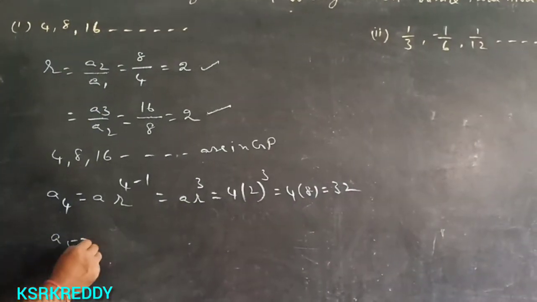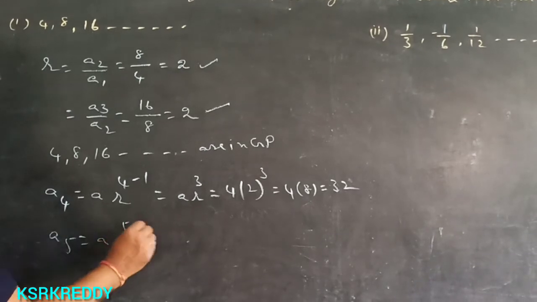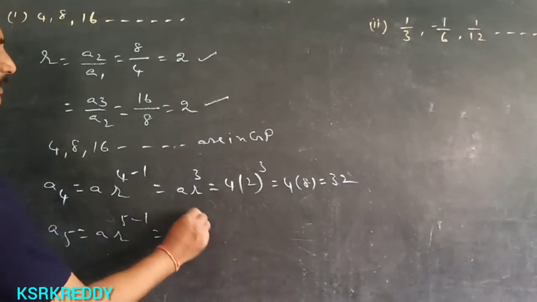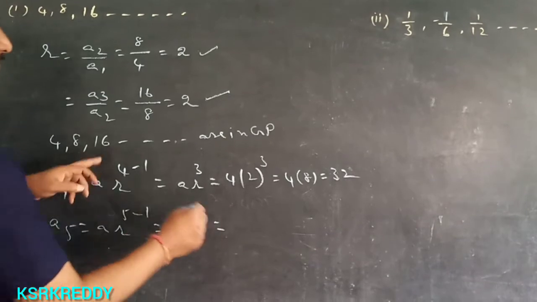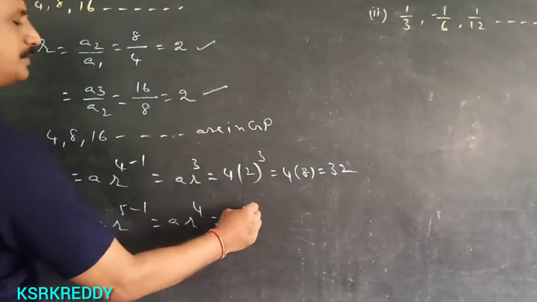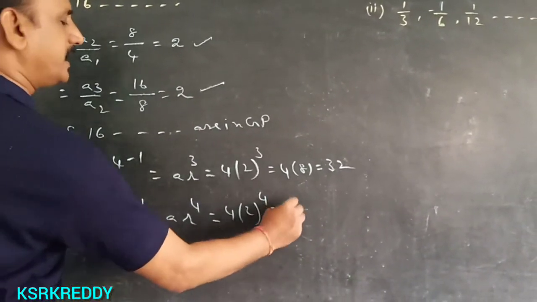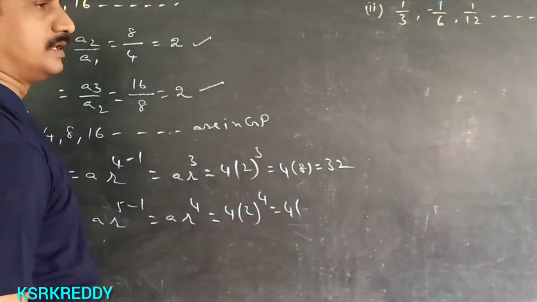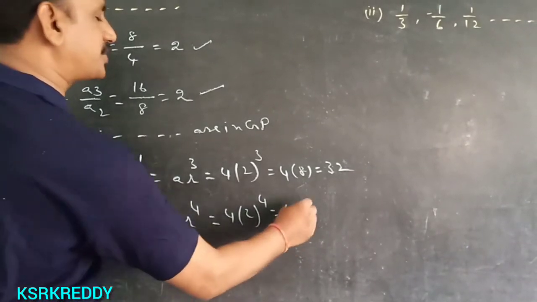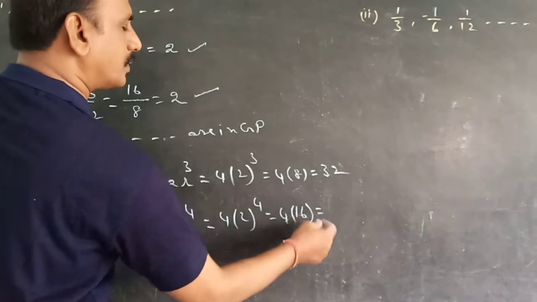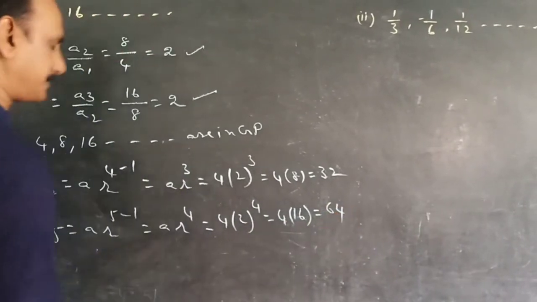Next, A5. A5 equal to AR to the power of 5 minus 1, so AR to the power of 4. What is the A value? 4 into R value 2 power 4. That equal to 4 into 2 power 4. 2 2s are 4, 4 2s are 8, into 16. That equal to 4 16s are 64.